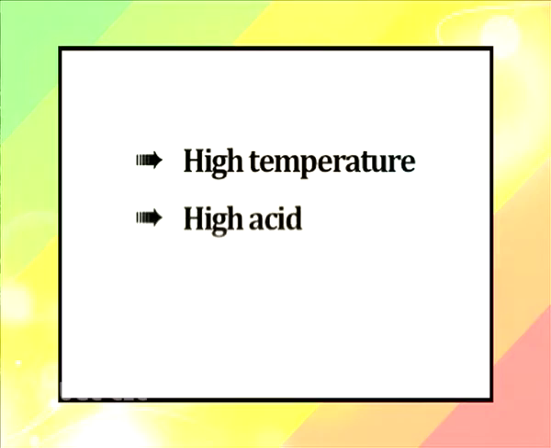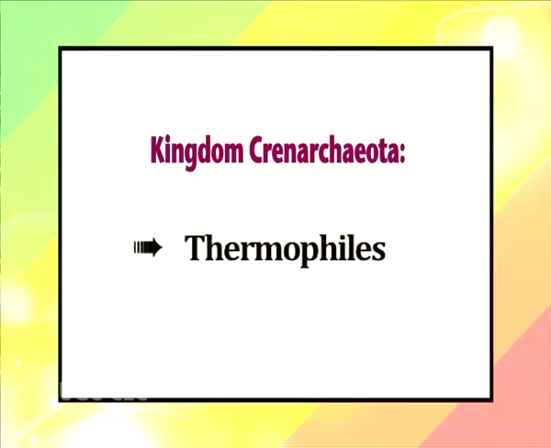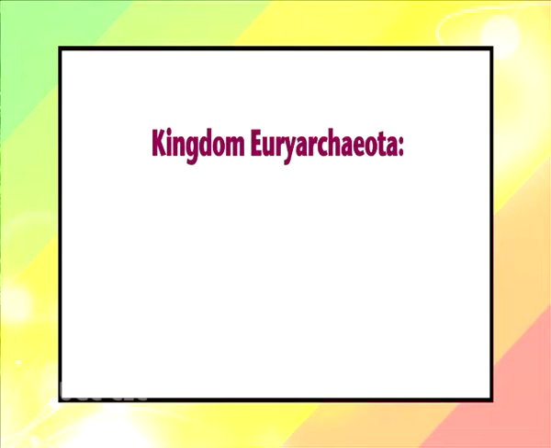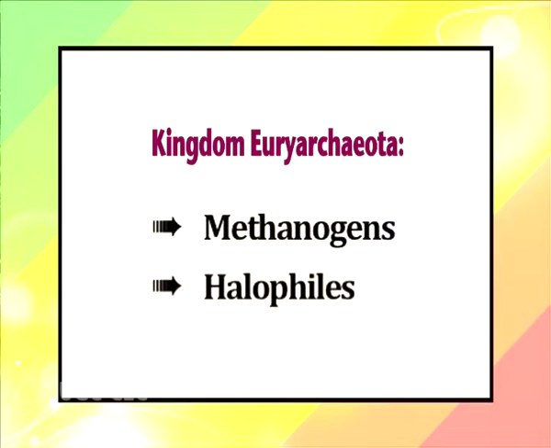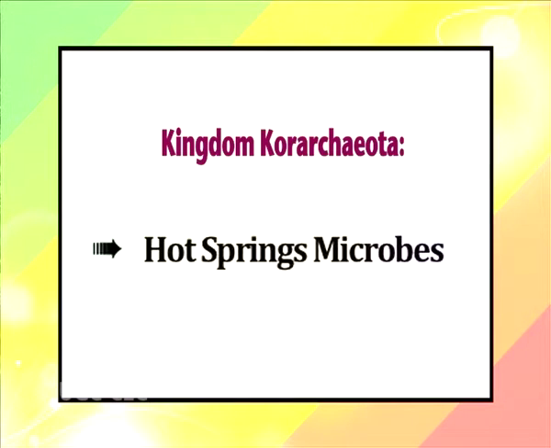Archaea organisms are also different from other domains in that many are extremophiles, meaning they can live in intense environments with high temperature, high acid and high salt level. One type of extremophile is the methanogens, or those organisms that produce methane as a product of their metabolism. It includes the following kingdoms: kingdom Crenarchaeota, which are thermophiles, kingdom Euryarchaeota, which are methanogens and halophiles, and kingdom Korarchaeota. Some hot spring microbes are included in this.